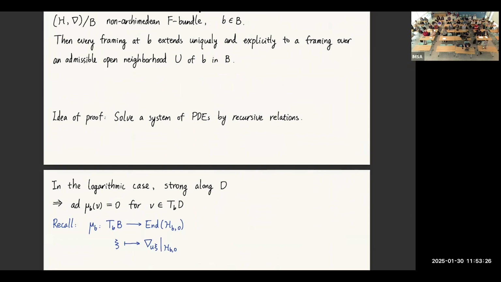And I want to remark that this condition strong along D implies that for all tangent vectors V in the direction D, if we consider this operator given by V, so given by nabla_V, and we consider its adjoint operator, it's 0. So ad of this mu_V is 0. And we need this condition to make some recursive relations work, but this is not sufficient for the existence of extension of framing. We need more. We need this independence.